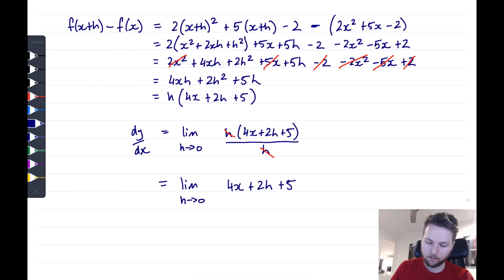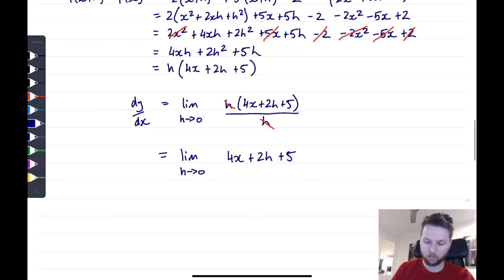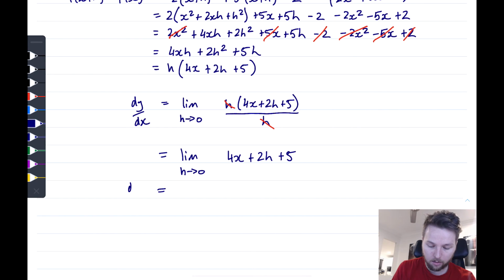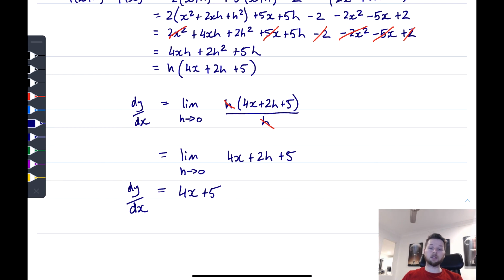Okay, now we substitute h equals 0 into that expression because we want to see what happens when h gets really small, gets so close to 0 that it actually is 0. So we treat it like 0, the 2h will disappear, and we're just left with our derivative of y with respect to x is 4x plus 5. There you have it. That's differentiation using first principles, or by first principles. Okay, check for the questions now, and I'll see you next lesson.